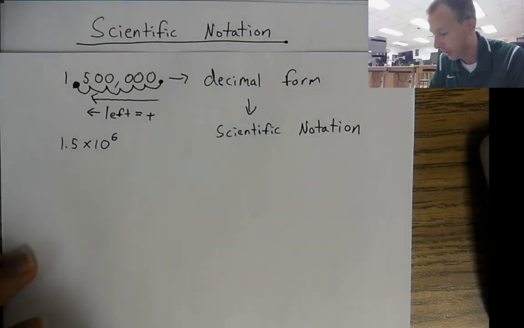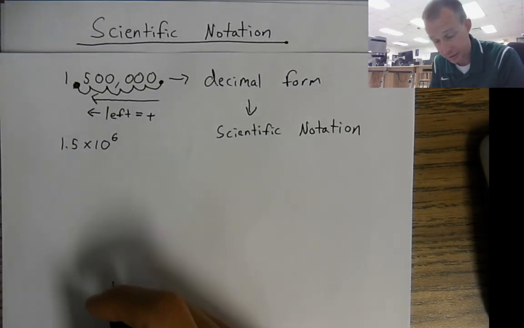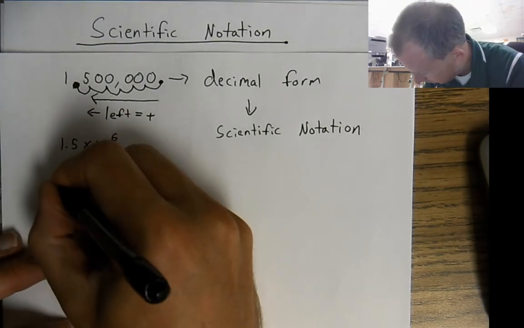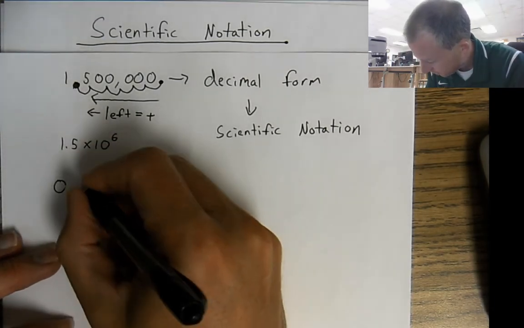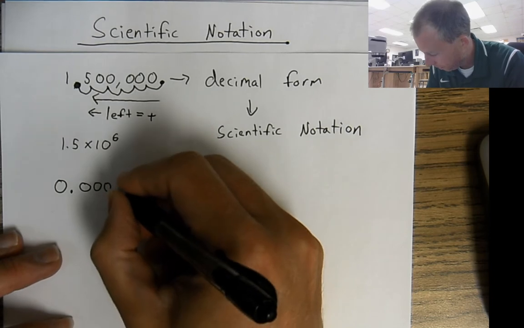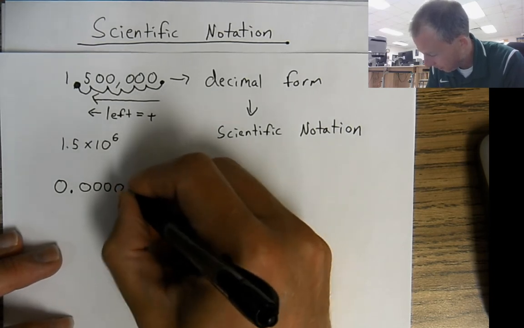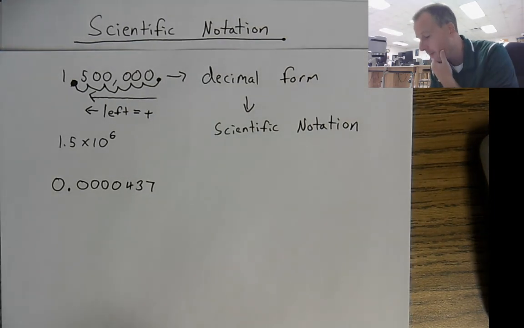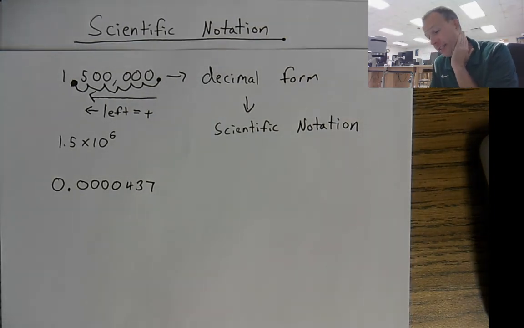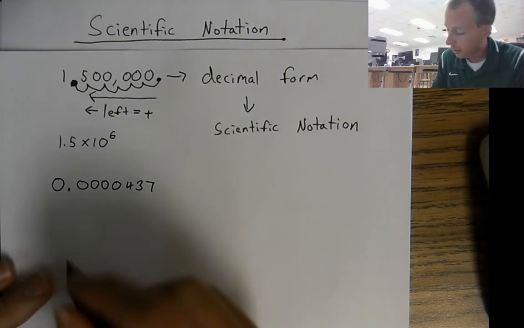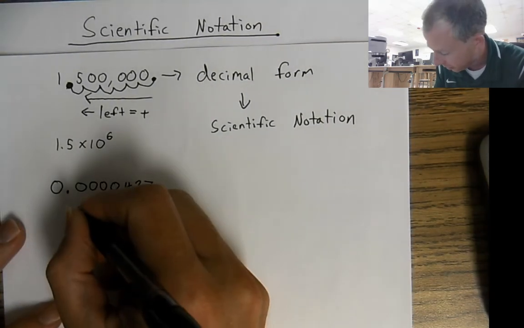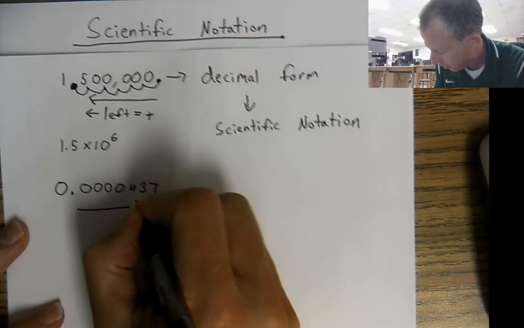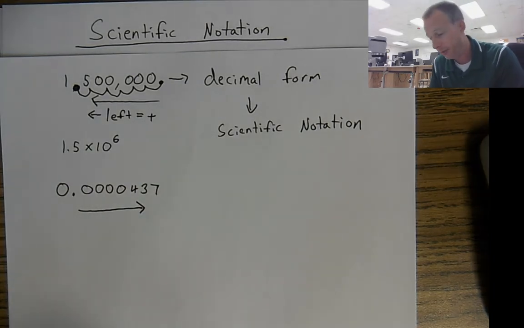In this case, let's make it a number that is less than 1. So let's say we have this instead. So we got 0. All right. So in this case, now clearly we're going to have to move the decimal to the right.